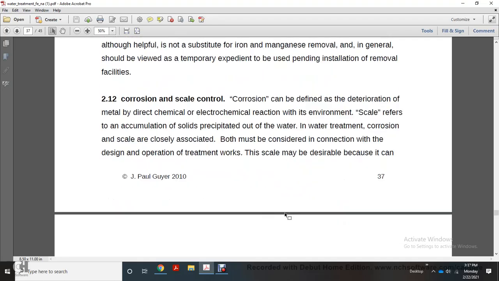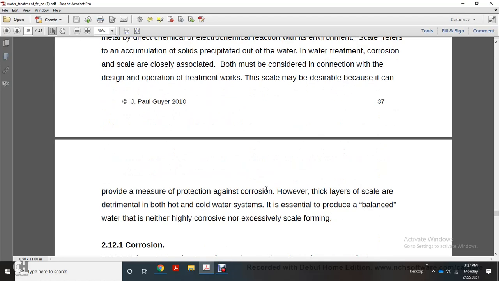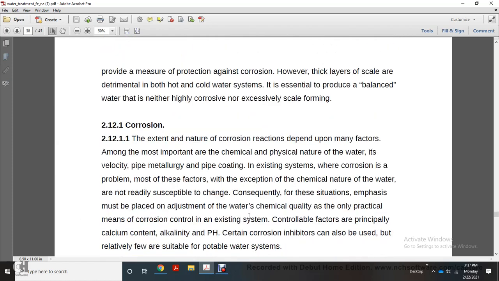Scale may be desirable because it can provide a measure of protection against corrosion. However, thick layers of scale are detrimental for both hot and cold water. So it is essential to produce a balanced water, neither highly corrosive nor excessively scale forming.